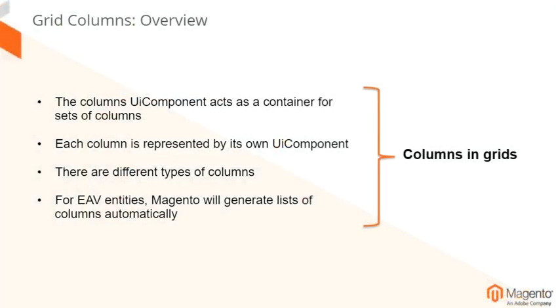For rendering, the columns listing component uses the same approach as with filters. There is a columns UI component that acts as a container, and a set of specific column UI components which render specific columns. In Magento, each column is a UI component, so it is configured in the component's XML file. It is important that EAV entities obtain information about columns automatically, although you can see column configuration in the product_listing.xml file.